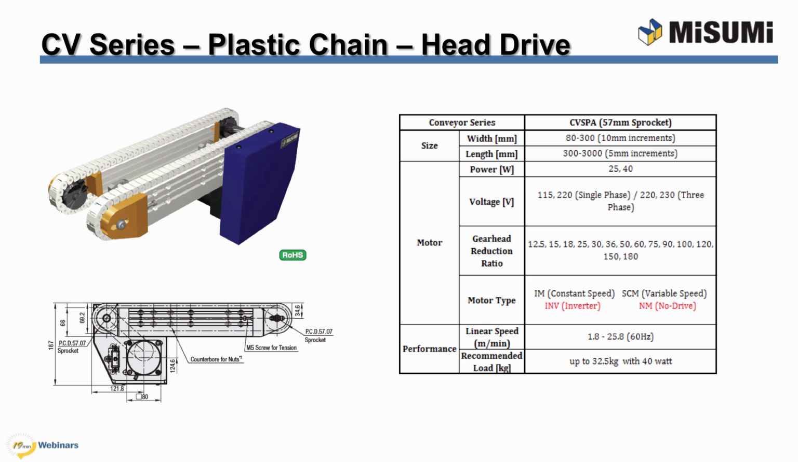CVSPA is the last model offered. This model utilizes a plastic chain and is only available in head drive. Recommended load is up to 32.5 kilograms with a 40-watt motor.